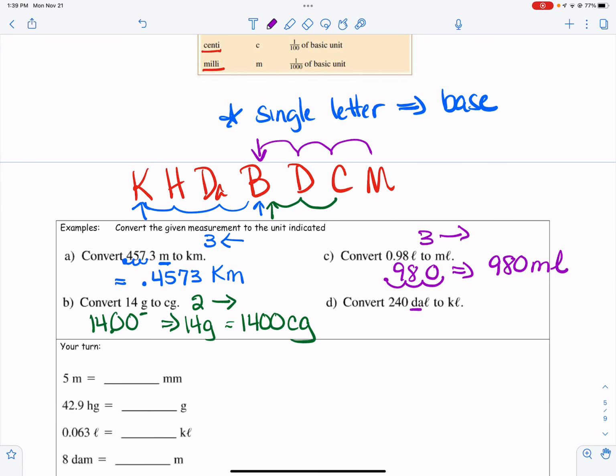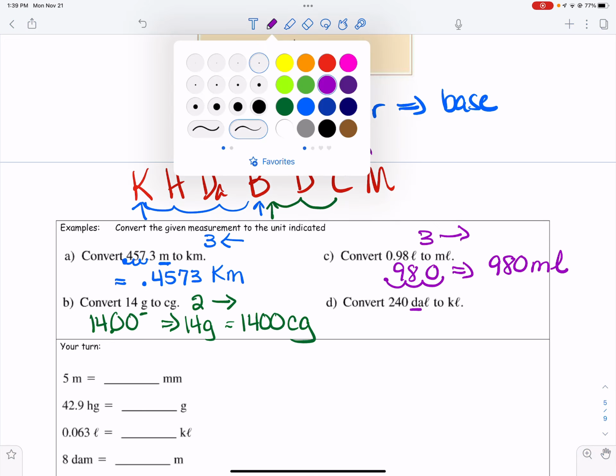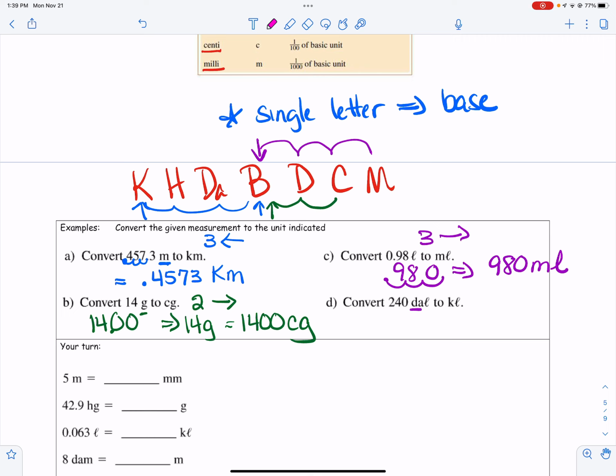And then that last one, decaliters. So anytime you have 3 letters, that's the first D, okay? So let's change the color here. Decaliters is right here. And so I am going to kiloliters. So 1, 2, 2 places to the left. So 240, here's my decimal point, 2 places becomes 2.4. You can leave off that 0.